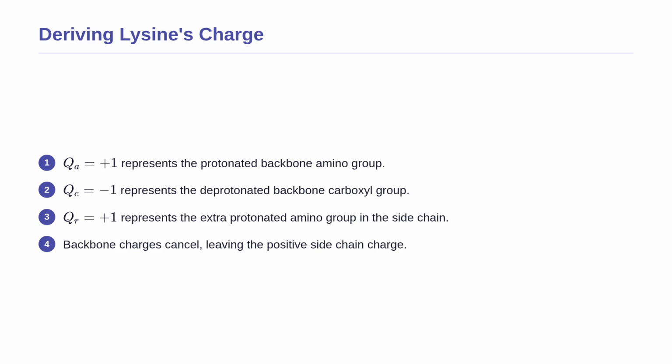Let us break down the reasoning behind this positive result. The first +1 represents the protonated backbone amino group, which has accepted a proton. The -1 represents the deprotonated backbone carboxyl group, which has given up its proton. The final +1 represents the extra amino group in the side chain, which is also protonated at this neutral pH. Just like before, the backbone charges cancel out. This proves that the positive charge is contributed entirely by the side chain, making lysine an excellent tool for binding to negatively charged molecules like DNA.